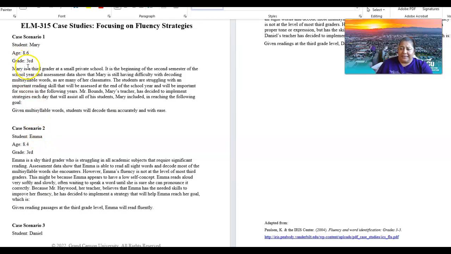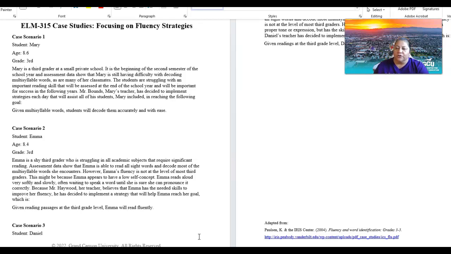So here it says Mary is a 3rd grader at a small private school. It is the beginning of the 2nd semester of the school year. And assessment data show that Mary is still having difficulty with decoding multisyllabic words, as are many of her classmates. That key phrase, as many of her classmates, indicates that she's not behind. She's struggling just like the other students are in that class.